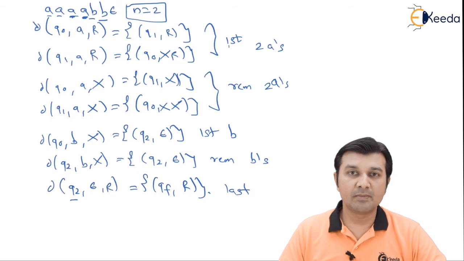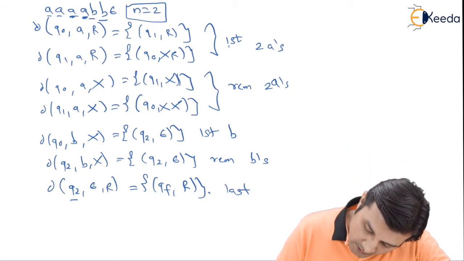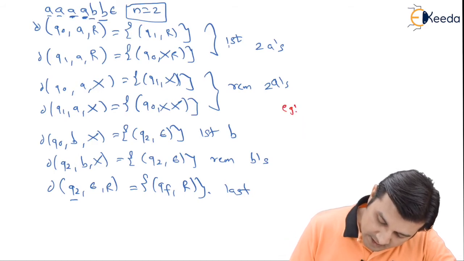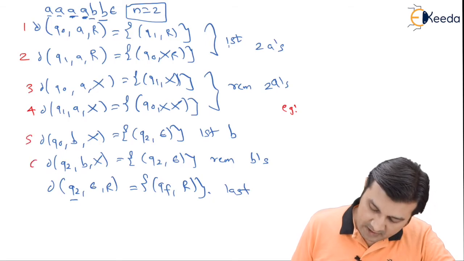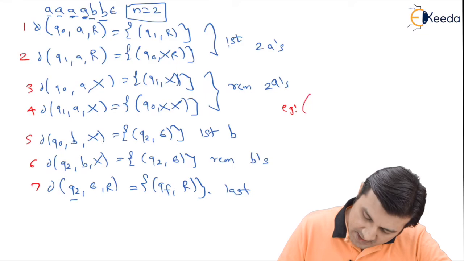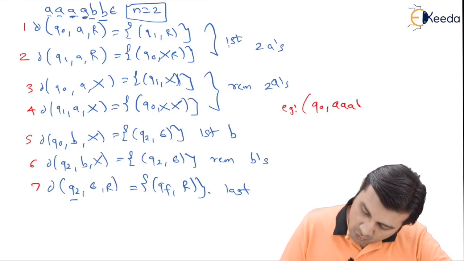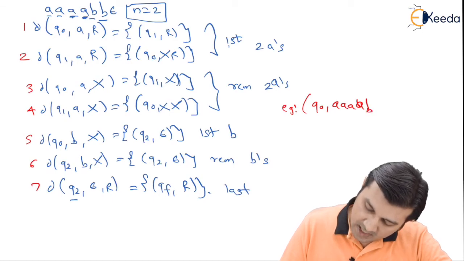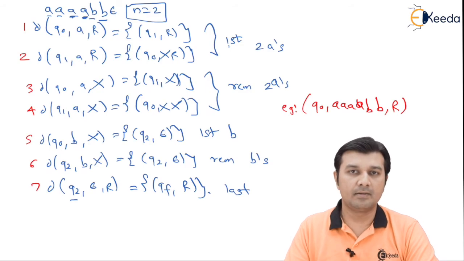Now friends, with this in mind, let's do a problem on the same. So my example over here, let my rules be 1, 2, 3, 4, 5, 6, 7. Let us consider the same example. So I say I am in state Q0. I have 4 A's with me, 2 B's with me, followed by an R.